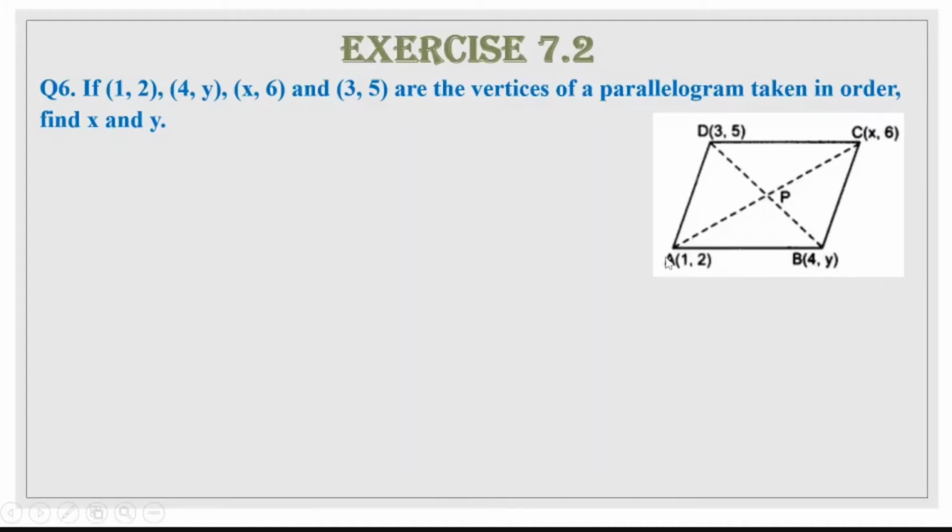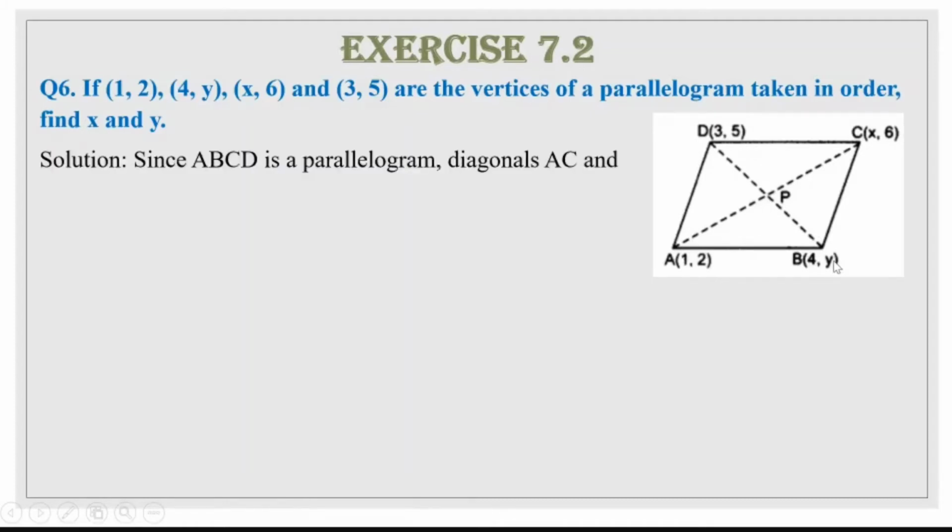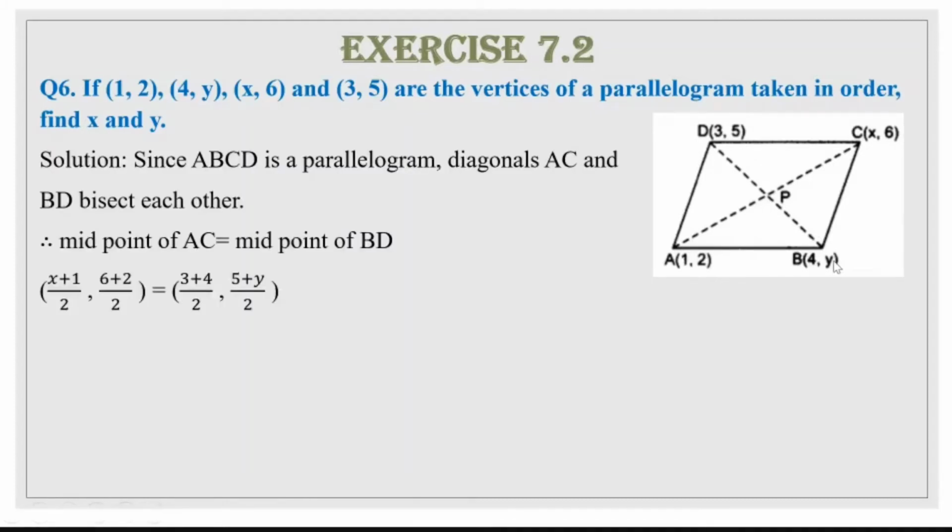I know the midpoint formula. It will be given by (1 + x)/2 and (2 + 6)/2. That will be the coordinates of point P, and it will be the same as (3 + 4)/2 and (5 + y)/2. So equating, what will we get? We will get that (x + 1)/2 is equal to (3 + 4)/2.